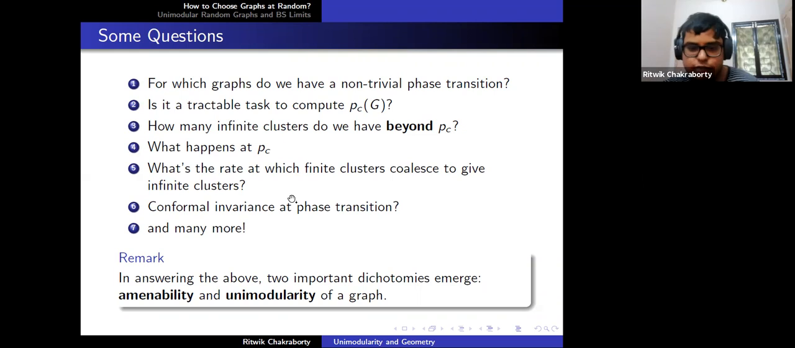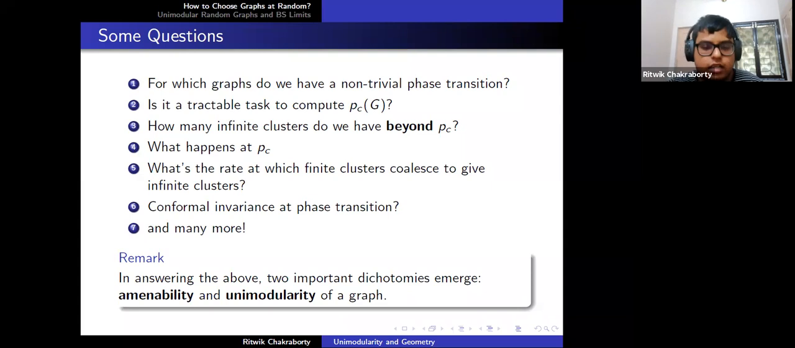Okay. And in particular, when your G is equal to a Euclidean lattice, is your probability distribution at P equal to PC conformally invariant? In particular, for example, is it invariant under scaling transformations like x going to lambda x? Is it invariant under small rotations? If you rotate your lattice, is it still going to give the same probability distribution, etc.? So this conformal invariance is something that physicists expected. And very recently, Hugo Duminil-Copin has given a formal proof of this.